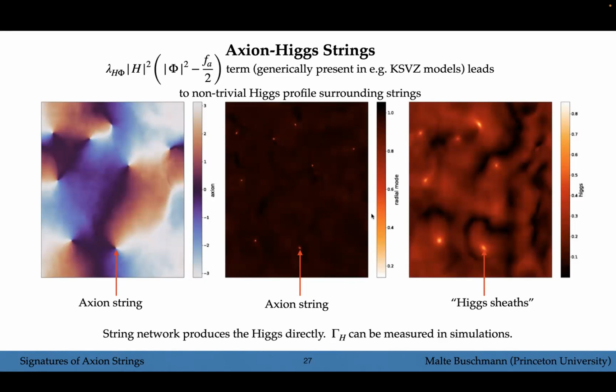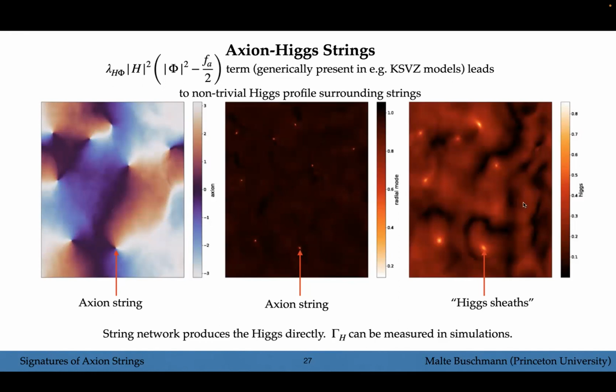What you see here in these two images is just a slice through a 3D simulation. You see axion strings stand out in the axion field values as basically just being a pole, given that your axion strings are by definition in the center of your potential, so they stand out as a pole. In the radial mode, you see them as bright spots, given that most of your field will be just oscillating around the VEV, except at the axion strings.